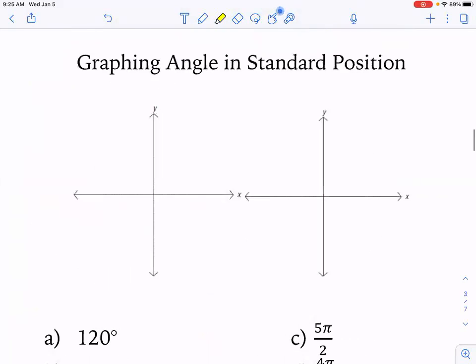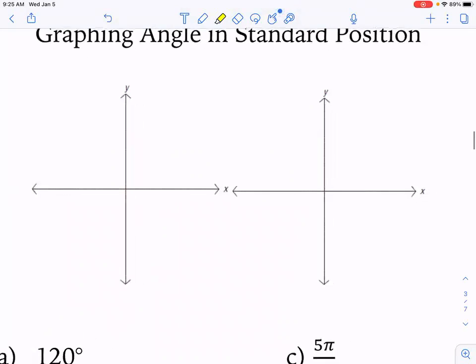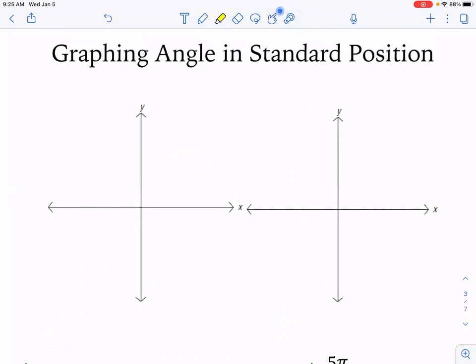Let's talk about graphing angles in standard position. Okay, we are going to graph rotational angles.